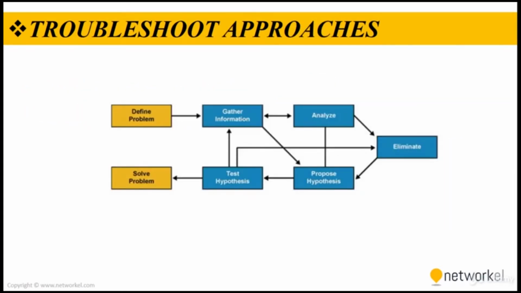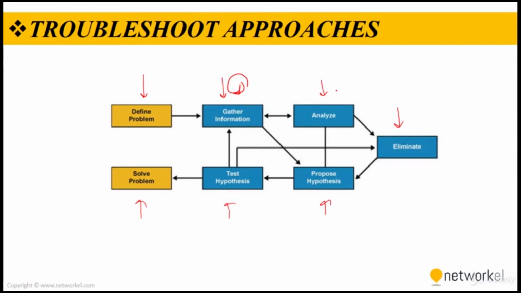Let's take a look at how we can approach a troubleshooting process. The first thing we are going to do is define the problem by getting some information. Then we need to analyze it and eliminate some causes. Then we need to propose a hypothesis and test it. And finally, we need to solve the problem. Gathering information happens after the problem has been reported. Usually, the problem report does not contain enough information to formulate a good hypothesis without first gathering more information.